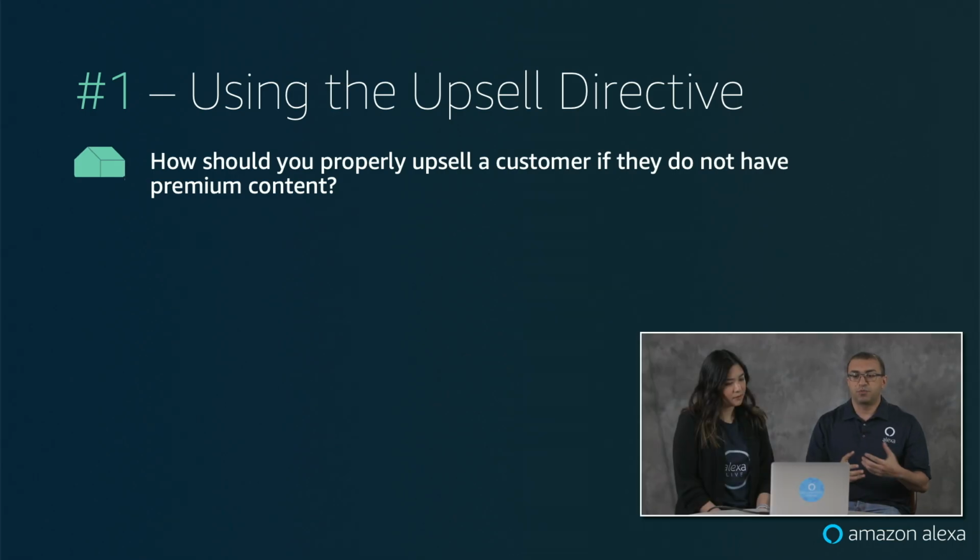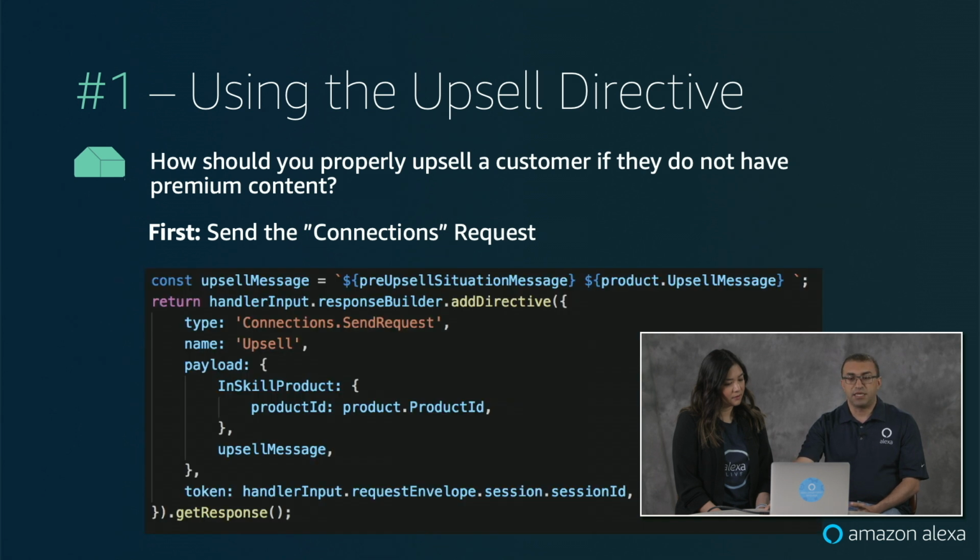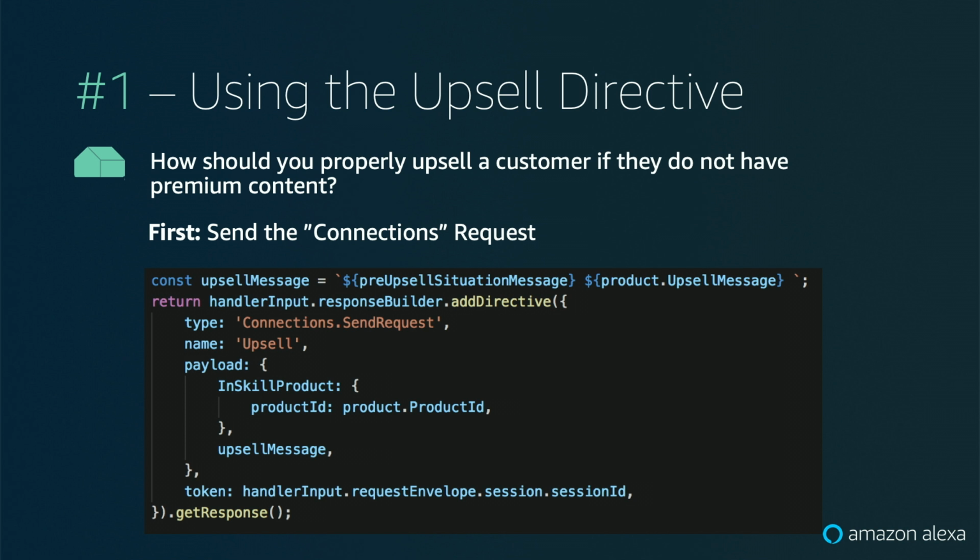So how do you properly upsell a customer on any of the ISPs that we're presenting? How did we upsell the neighborhood, for example? We use the upsell directive, which is basically a connections request. It's basically telling Alexa, I want to present this to the customer, and here is the message that I am going to present to the customer. And then just a quick note here is that once you do that, control is completely transferred to our systems to do that 2-step process, and your session is closed.